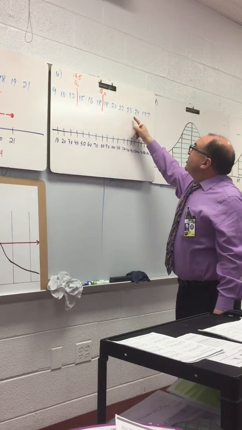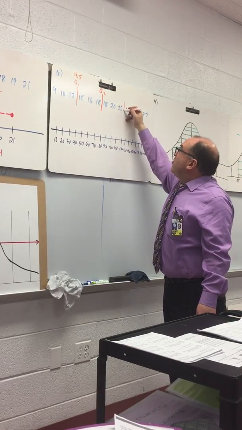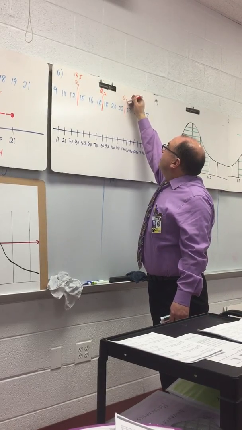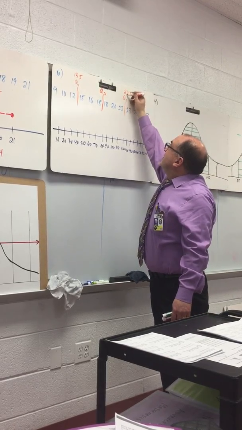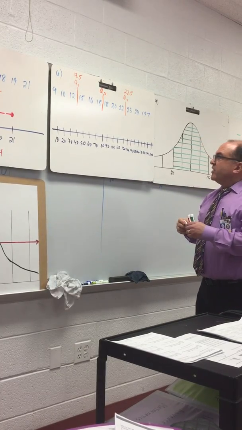Okay? What's your Q3? There's 6 numbers here. 1, 2, 3. Here's your halfway point. Between 22 and 23, 22.5. Okay? So now, that's your Q3, right.